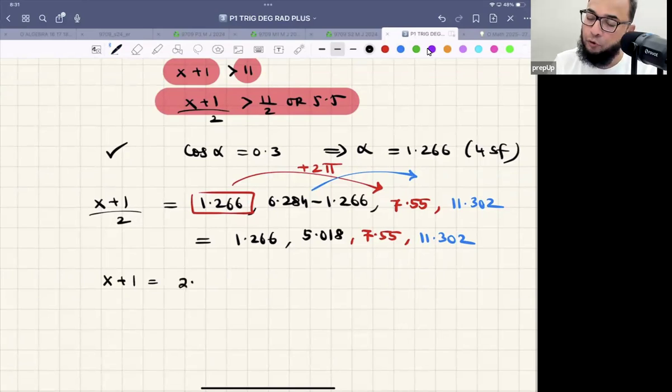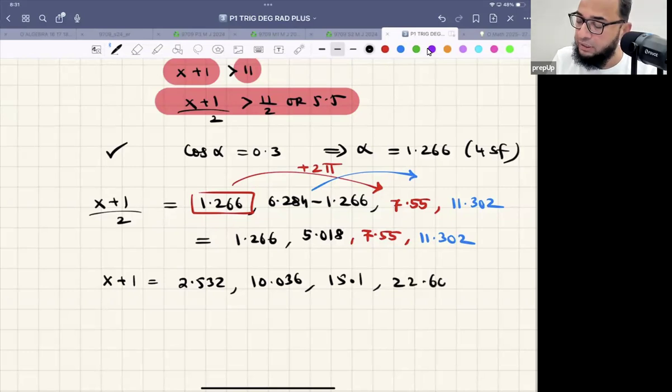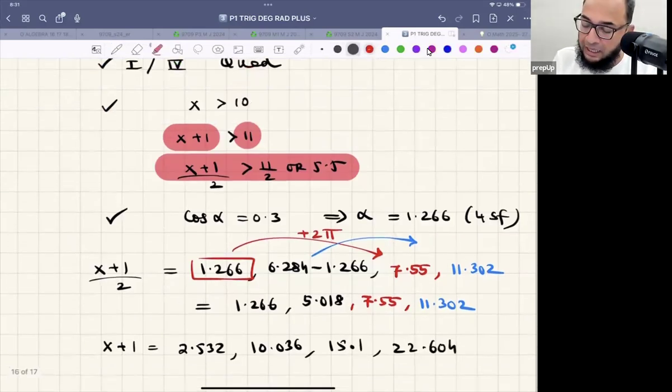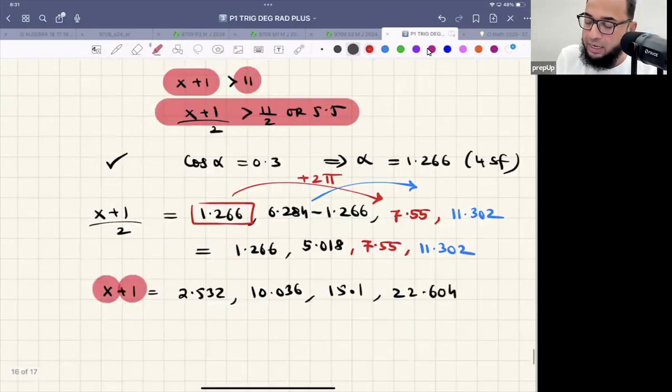We have x plus 1, and we need a value just greater than 11. This value is not worth it, this is the right one, and this is not worth it. So basically we are focusing on this value, because 15.1 minus 1 will give me the answer which is just above 10. The other answers will be greater than this. Therefore, x plus 1 is 15.1, so x is 14.1. I think that's the answer, correct to 3 significant figures.